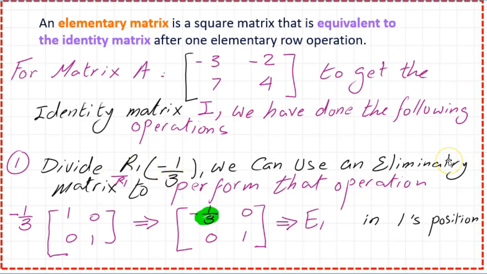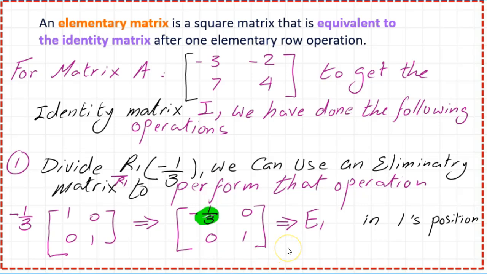We can use the elementary matrix to perform that operation. So for the first row, we multiply the identity matrix entry by -1 over 3, so it will become -1 over 3 here, and 0 here, since -1 over 3 multiplied by 0 is 0. While the second row has no change in the identity matrix, so it will be kept the same.